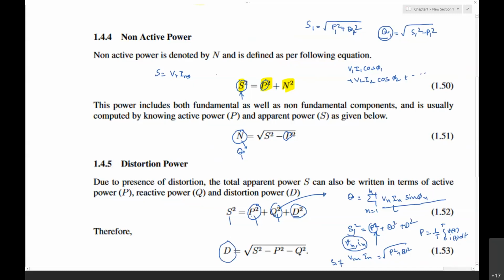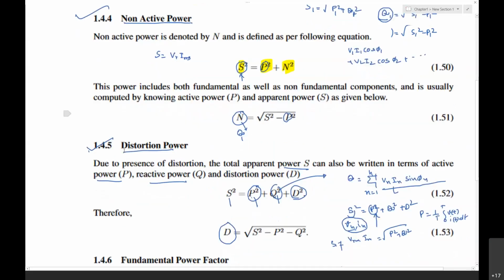Okay, there are different powers. One is the non-active power, the other one is the distortion power. The distortion power can be found when you have the apparent power as well as the reactive power. Okay, these are the non-active power and the distortion power when we have distortions in voltage and current.